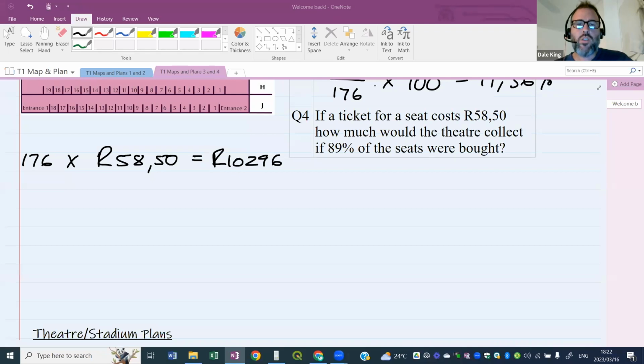So if you were a theater owner, you could actually plan ahead or work this out. If you found that your show was only 89% bought, you could work out exactly how much you'd be getting in.